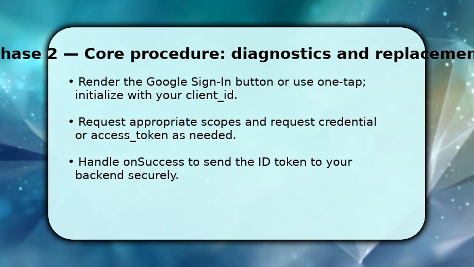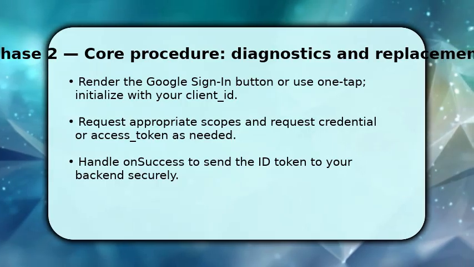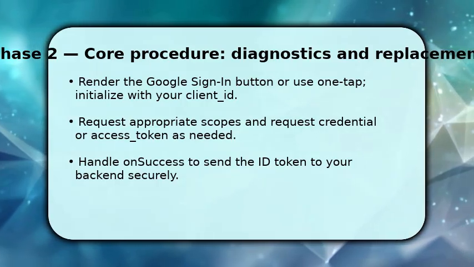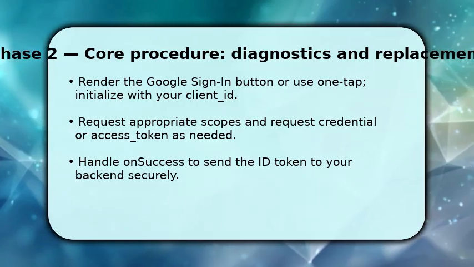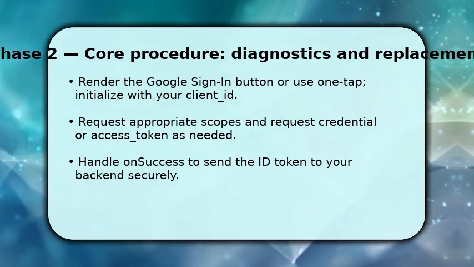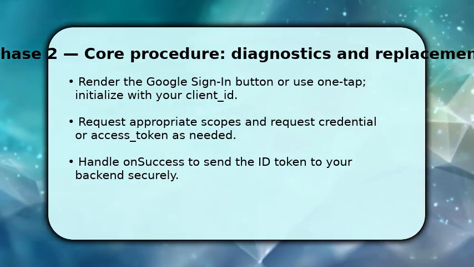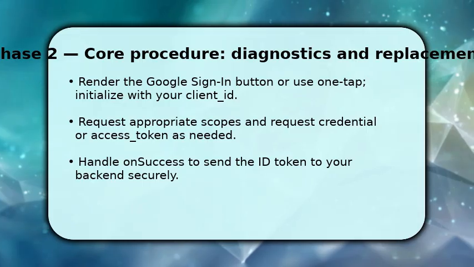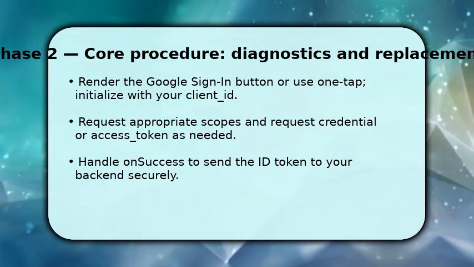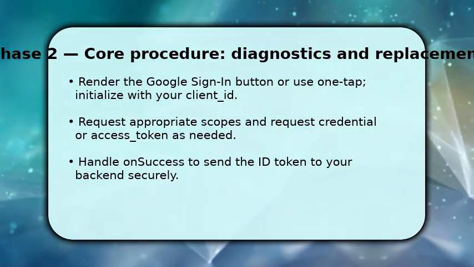You now wire up the front end. Initialize the Google Identity client with your client ID and render a sign-in button or enable one-tap. This provides a consistent UX. When prompting users, request only the scopes you need so consent stays minimal, and choose ID token flow for authentication versus access token for APIs.